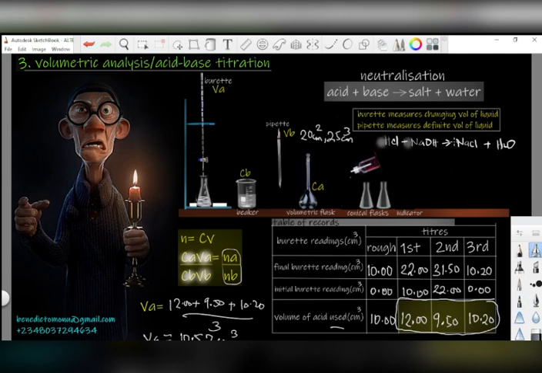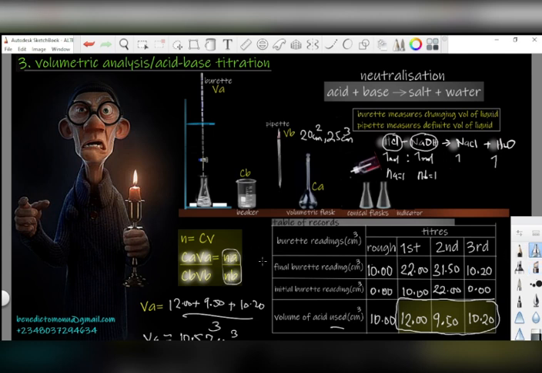This gives you the mole ratio, the coefficient. The coefficient here is 1, here is 1, here is 1, and here is 1. It means the mole ratio will be 1 mole is to 1 mole. So this is the acid and this is the base. So Na will be 1, Nb will be 1. So by so doing, we can get Na and Nb.